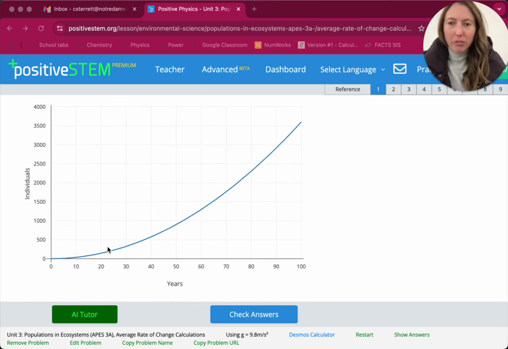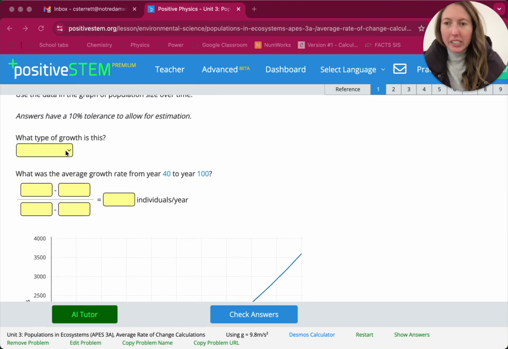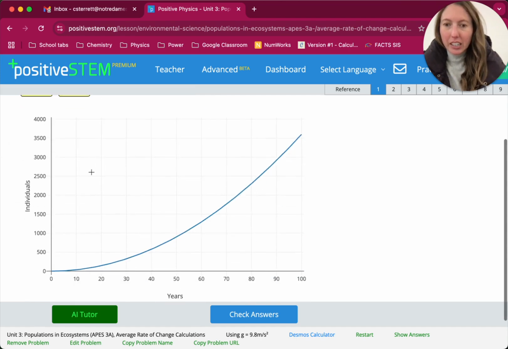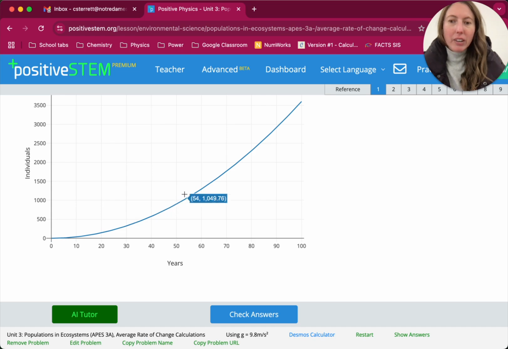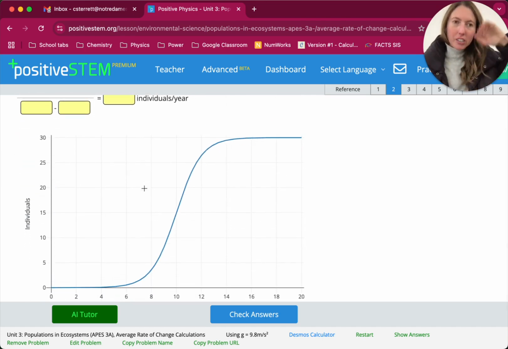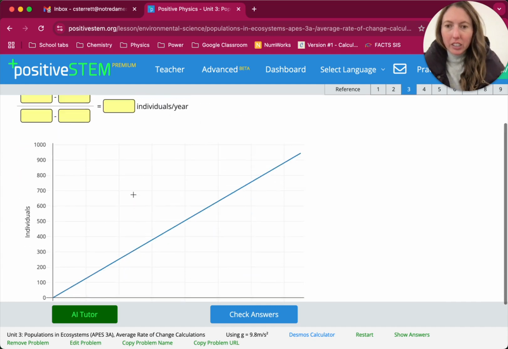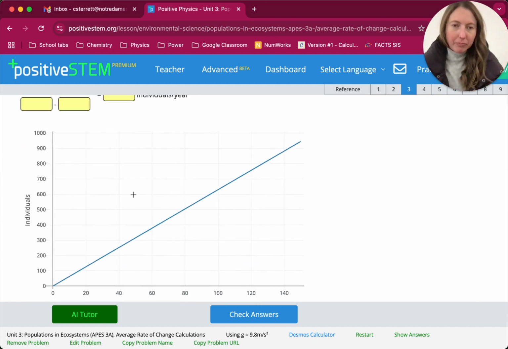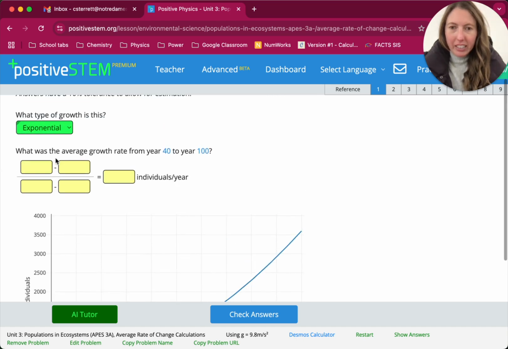You'll see there's a graph here and we have some choices of what type of growth it is. This one is an exponential growth because you can see that it starts out low and then it rapidly increases as the years proceed. But you'll see other ones where we have this one, a logistic growth curve, where it's S-shaped, so it levels off. So that one is logistic growth. And then linear growth is the third option, where it's just a straight line. So let's go back to that original data set.